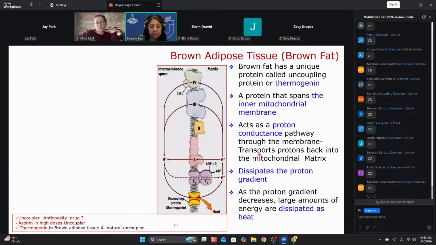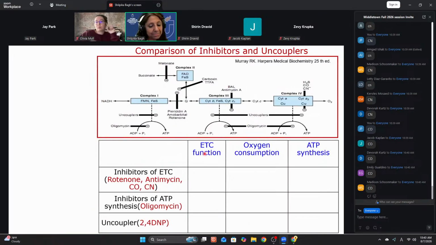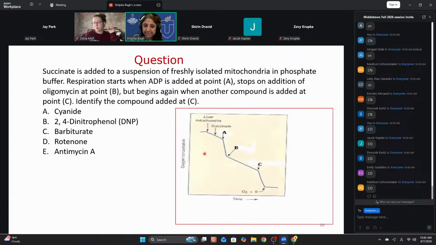Understand uncouplers. Thermogenin is also an uncoupler. Uncouplers have a different outcome than ETC inhibitors and oligomycin. They are very specific, please.